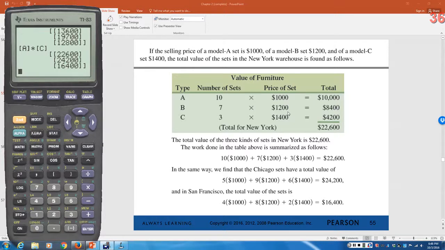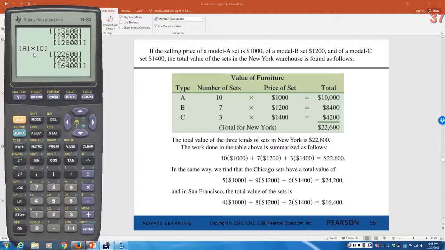So what we wanted, since we were wanting total inventory, was to take all of the Model A's and multiply by 1,000, all of the Model B's multiply by 1,200, all the Model C's multiply by 1,400, and then add A, B, and C together. That's what matrix multiplication does. So here's a whole page of arithmetic that we could have done by hand, and there's a matrix multiplication we could have done a lot faster.